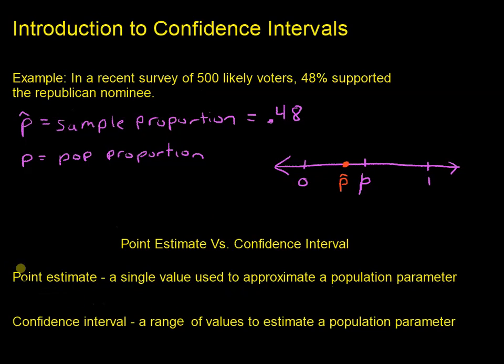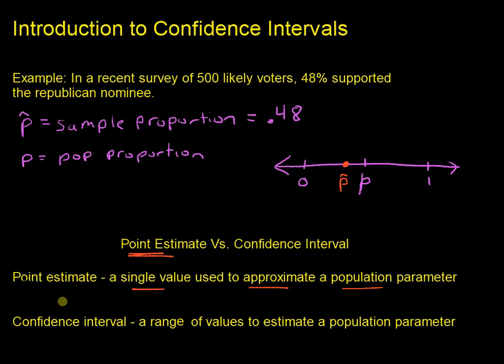This p hat is called a point estimate, and you can see how I drew it as just a single point. So what is a point estimate? A point estimate is a single value used to approximate a population parameter. So p hat is a single value that is used to approximate p.